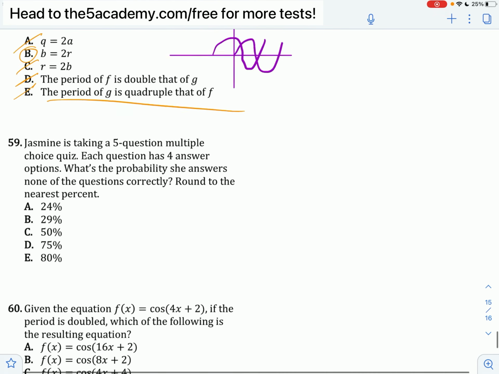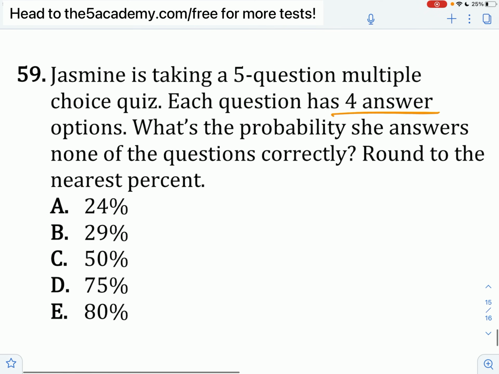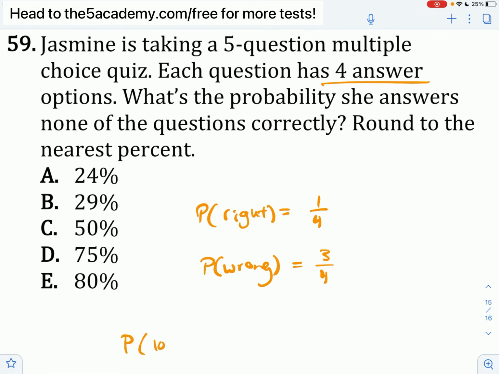Jasmine is taking a 5-question multiple choice quiz. Each question has 4 answer options. What's the probability she answers none of the questions correctly? Okay, so the probability of getting a question right is 1 out of 4. Probability of getting it wrong is 3 out of 4. So if you want to find the probability of getting 10 questions wrong, it's effectively the same as the probability of getting 1 question wrong times itself 10 times over. So it's just that probability to the 10th power.